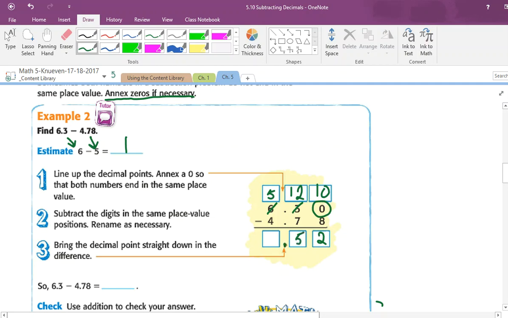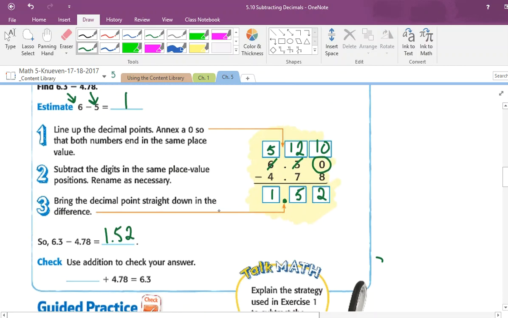I bring down my decimal point, and 4 from 5 gives us 1. So 6.3 minus 4.78 is 1.52, 1 and 52 hundredths. And then if I were to check my answer, I could add my 1.52 back to 4.78. I add these back.